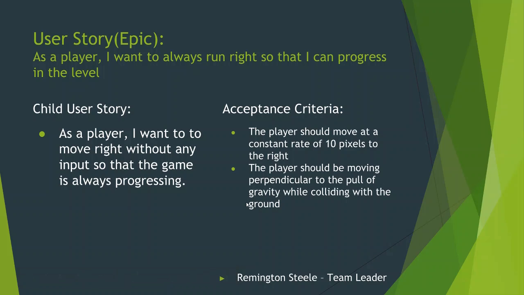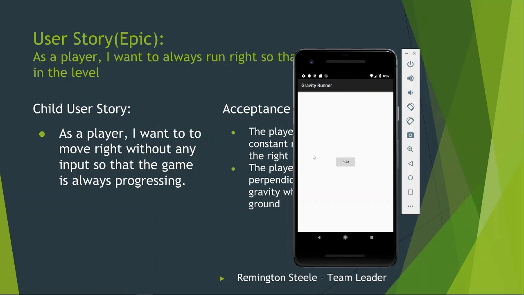Child user story. As a player, I want to move right without any input so that the game is always progressing. In the acceptance criteria, the player should move at a constant rate of 10 pixels to the right. The player should be moving perpendicular to the pull of gravity while colliding on the ground. While colliding on the ground is very specific here.